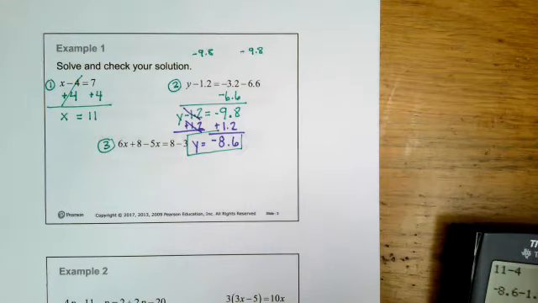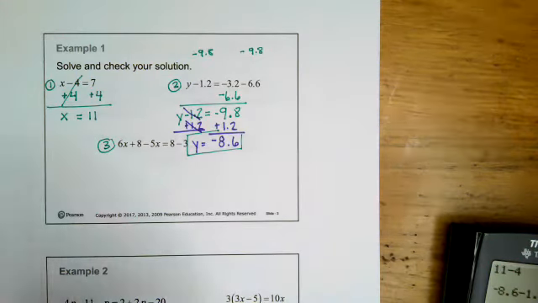I have 6x plus 8 minus 5x equals 8 minus 3. Do you see any like terms?